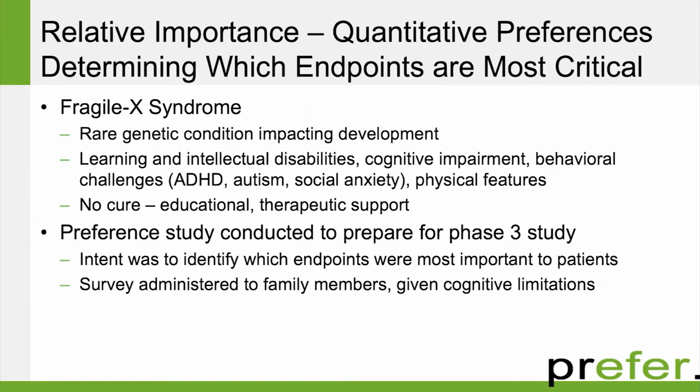So here's one example. I'm going to show you a series of examples because they make it easy to follow how they could be used. So consider the disease Fragile X syndrome. It's a rare genetic condition. You've got learning and intellectual disabilities and cognitive impairment, and there's really no cure. So a company did a preference study during phase 2, because in this rare disease, people had no idea what the real endpoint should be, and they wanted to prepare for what endpoint should be used in phase 3.